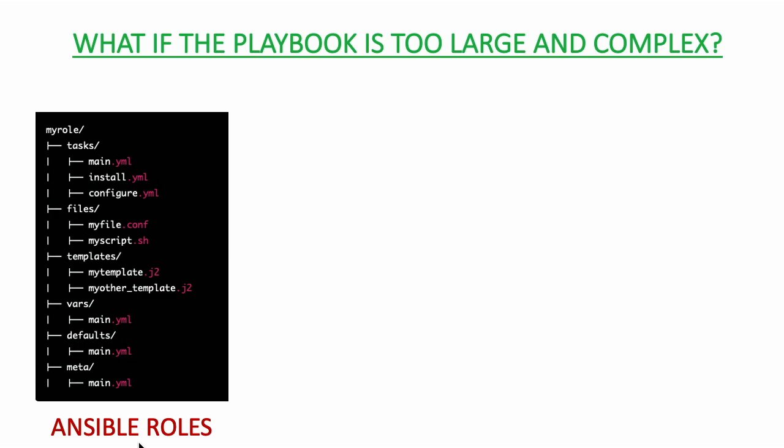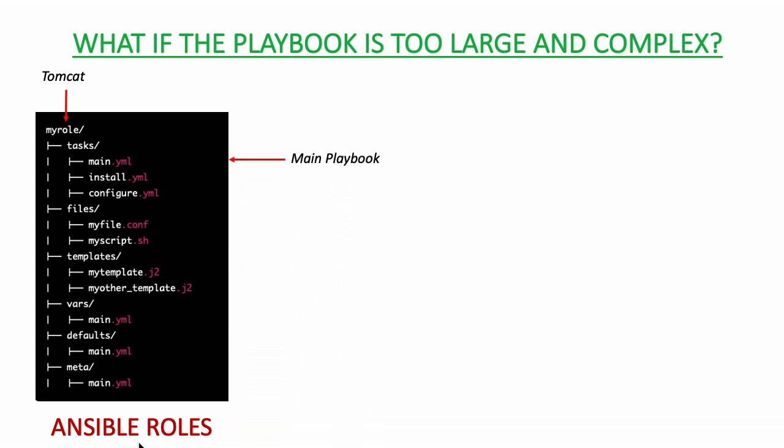Let me give you an example of a very simple role to install Tomcat in a managed host. So the typical directory structure is like this. The top level directory is called, for example, my role. It can be called anything. Within this directory, we create subdirectories such as tasks, files, templates, vars, defaults, meta, etc. These directories in turn contain the files as per their roles.